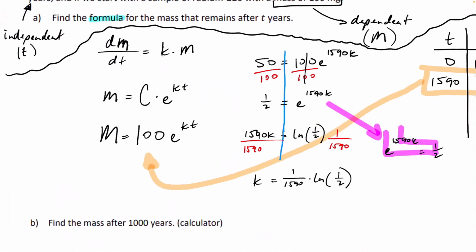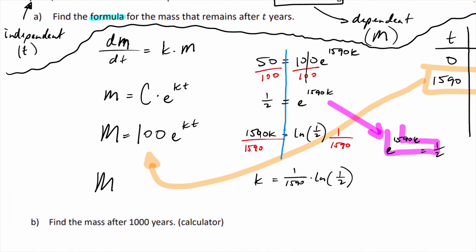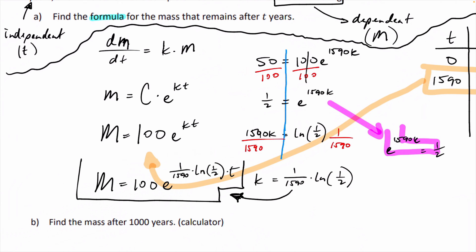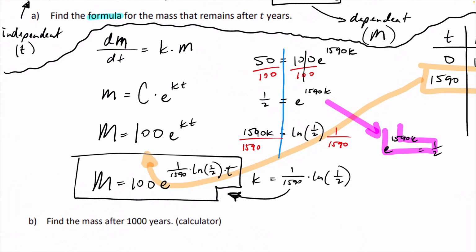Put that back in. M equals 100 e to the 1 over 1,590 times natural log of 1/2 times t. That's our formula we're going to use for the problems.